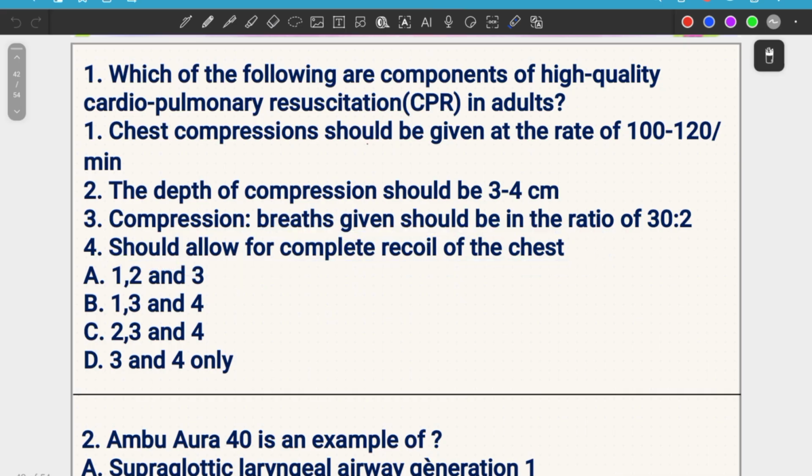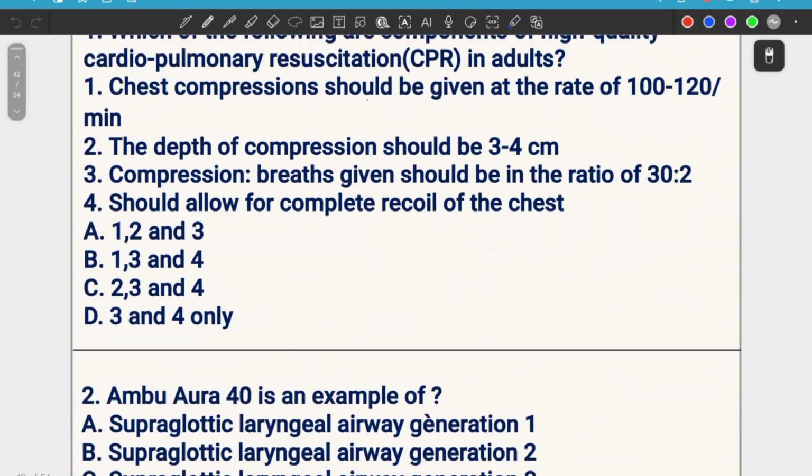So 4 is obviously correct. Yes, 1 is correct. Yes, 4 is correct. 1 and 4 is only option B. Hence, option 2 they have considered as wrong. Understood? How did I come to know? See, I know first one is obviously correct and fourth one is obviously correct. So only the option B has both 1 and 4. So they are taking 2 as wrong because we have learned that depth of the compression should be 5 centimeter.